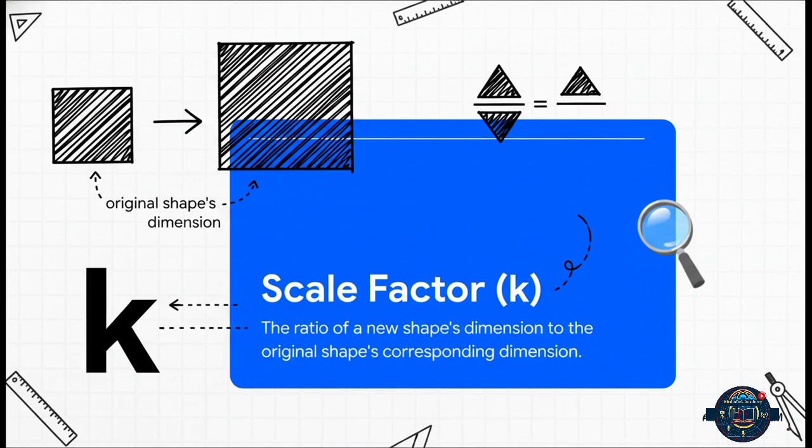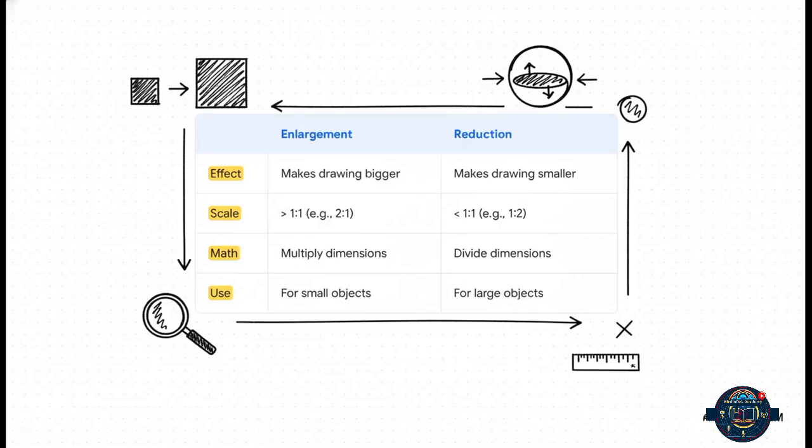The formula's right there. Just take a measurement from your new shape and divide it by the same measurement from the original. That simple calculation gives you the scale factor. This table right here, it makes things super clear. For an enlargement, obviously, the drawing gets bigger. The scale will be a ratio that's greater than 1, like 2 to 1, and you multiply your original dimensions. Now, for a reduction, the drawing gets smaller. The scale is going to be less than 1, like 1 to 2, and you divide.